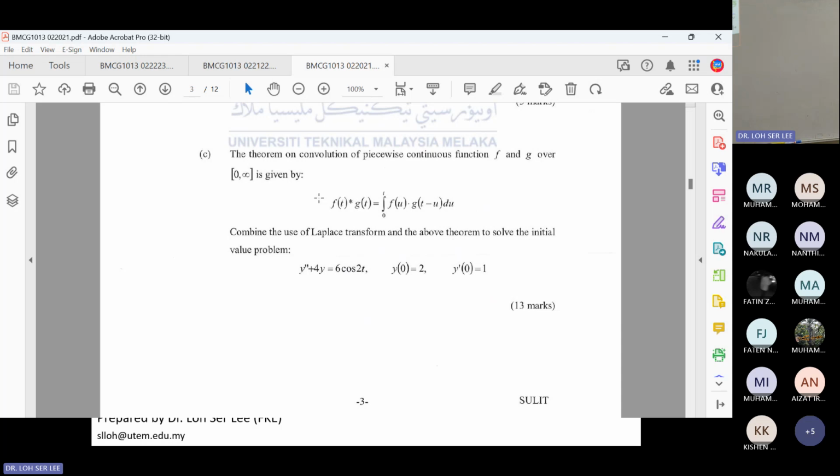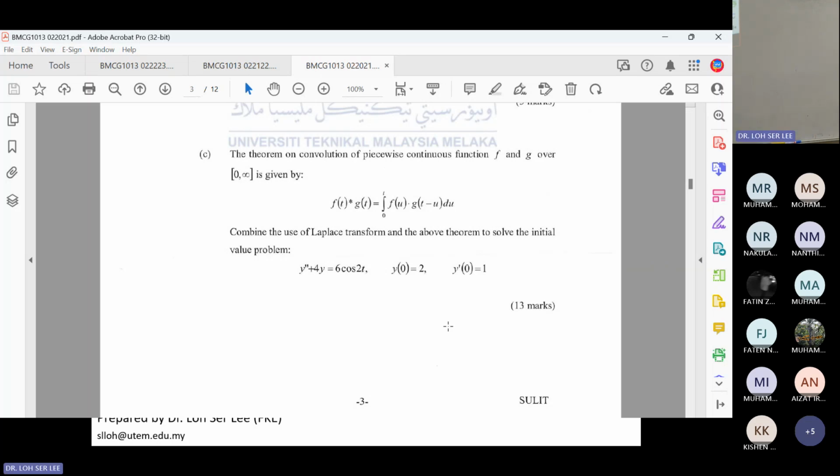Okay, inverse Laplace. Combine the use of Laplace transform and the above theorem to solve the initial value problem of this. So in other words, it wants you to solve this differential equation by using the Laplace transform and also the convolution theorem at the last part.